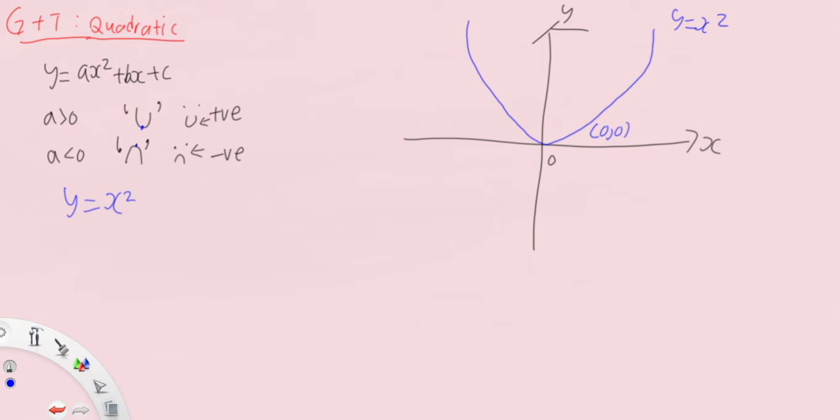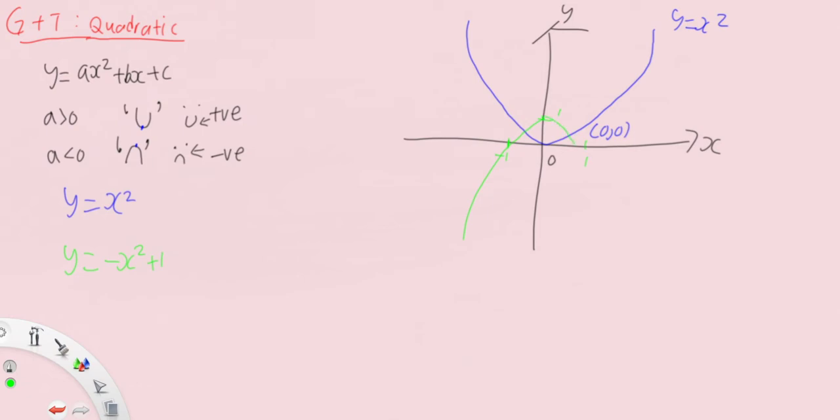Now let's take a look at another graph. Let's say we have y equals minus x squared plus 1. It's going to be an N-shaped graph, and we're going to key in some values. At x equals 0, y equals 1, so we have a point here. At x equals 1, y equals 0, and at x equals minus 1, y equals 0. What you notice is that your graph is going to pass through these points as well.